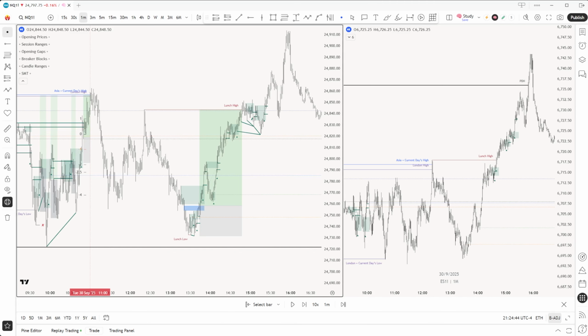Inside day on NASDAQ, reversal day on ES. Pretty aggressive there. Yeah, tough day. As I said, nothing much you can do on those days. You can try and focus on it as much as you want, but you're way better off focusing your time on making more money on good days than trying to make money on bad days.